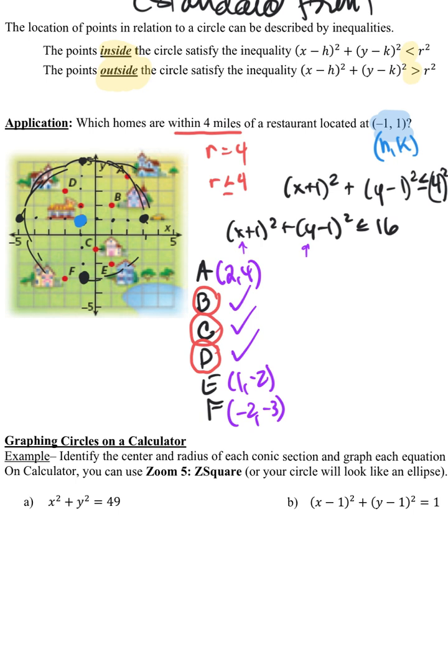So let's go ahead and do that. For A, I have 2 plus 1 quantity squared plus y is 4 minus 1 quantity squared. And the question is, is that less than or equal to 16? Yes or no? No. So A gets no food from that restaurant. Okay, go ahead and check E and F.